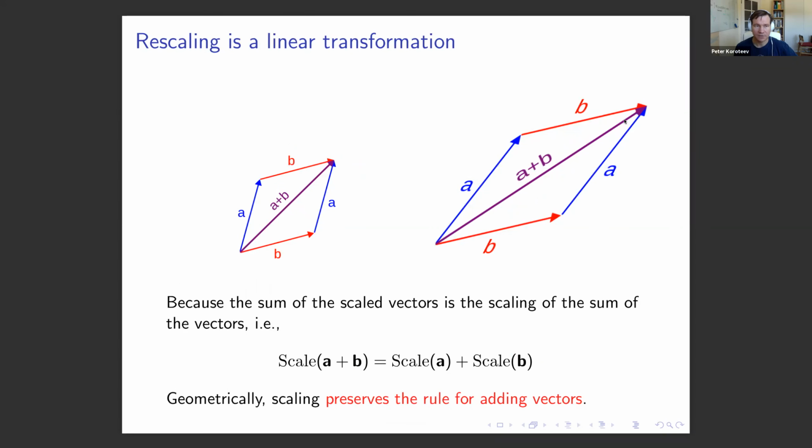Scaling, rescaling. Same thing, right? You scale everything by the same factor, multiply it by a scalar, and it acts linearly on the sum of the vectors. Geometrically, scaling preserves the rule for linear combinations.